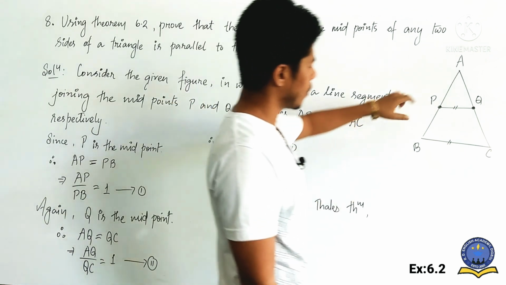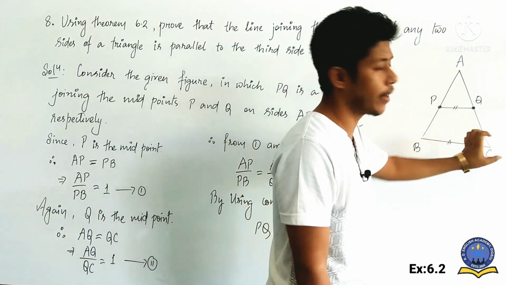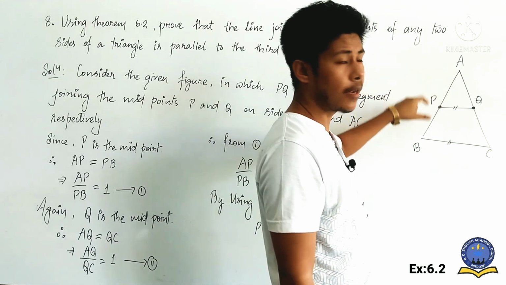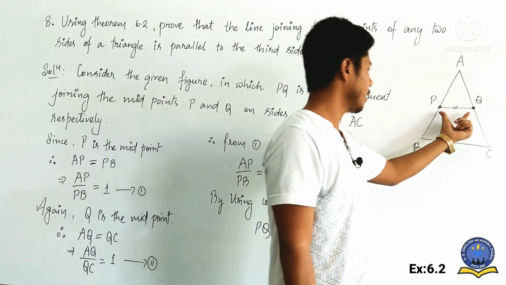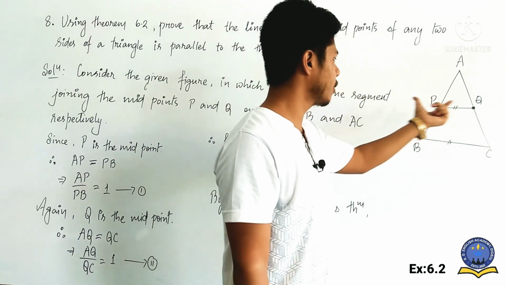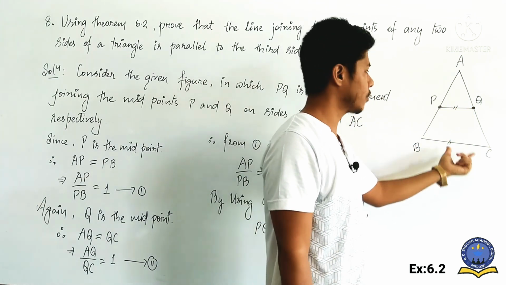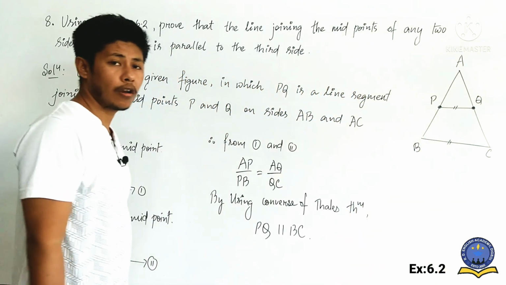So if you check this in our figure, AP by PB is equal to AQ by QC. So if two sides are divided in the same ratio, according to our converse of Thales theorem, the line segment we join through these points is always parallel to the third side. So that's why PQ is parallel to BC. I hope all of you understood.